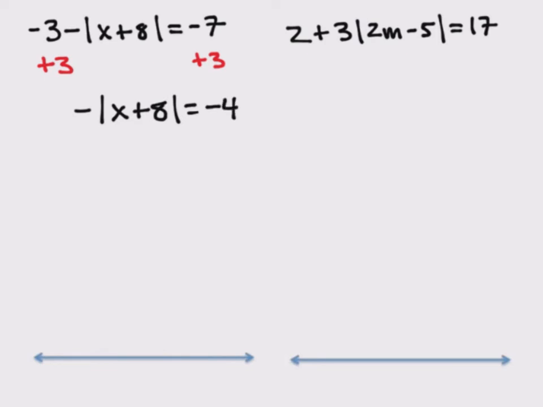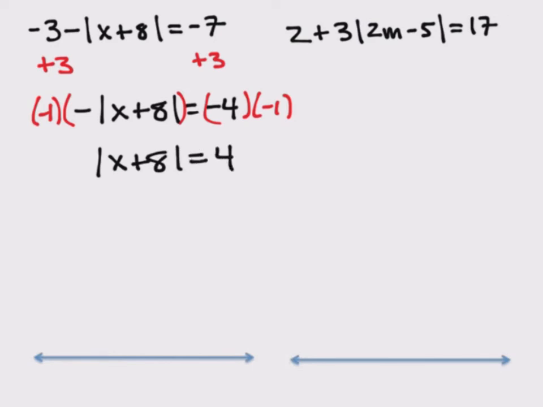Now we're almost there, but we know we need to just have this absolute value by itself. I don't want to have this negative sign hanging around. So let's multiply both sides of this equation by negative 1. And that should allow us to have just the absolute value all by itself. And we end up with the absolute value of x plus 8 is equal to 4.